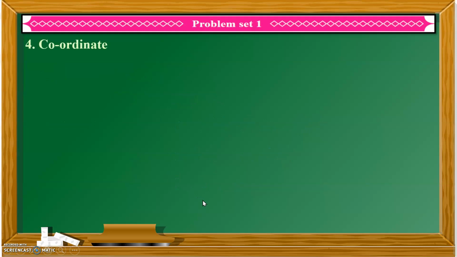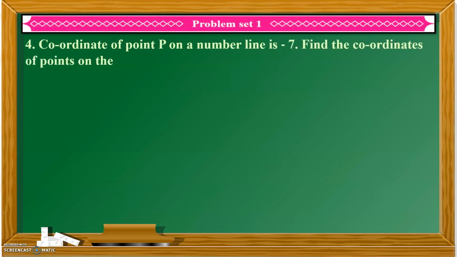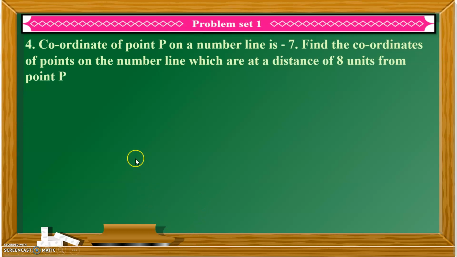We have the fourth question, which says that the coordinate of point P on a number line is minus 7. Find the coordinates of points on the number line which are at a distance of 8 units from point P. Let us take the solution.